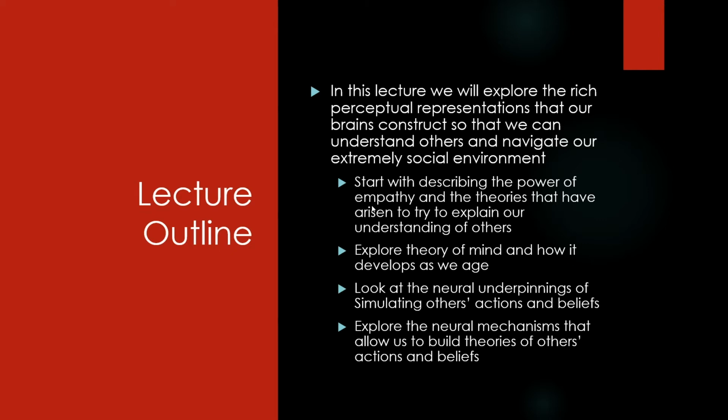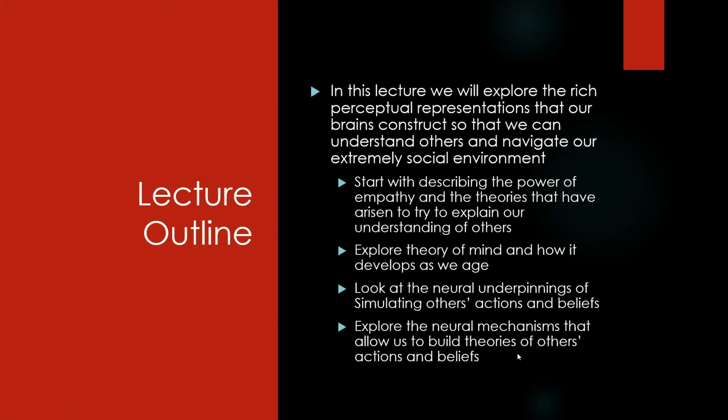So we're going to start with describing what empathy is, our ability to feel what other people feel, and look at some theories that have arisen to try to explain how we achieve this and how we make sense of other people's mindsets and mental states. We're going to explore theory of mind, which really is the idea of taking someone else's perspective. There are very specific brain regions that are involved with this type of thought process, this type of cognition.